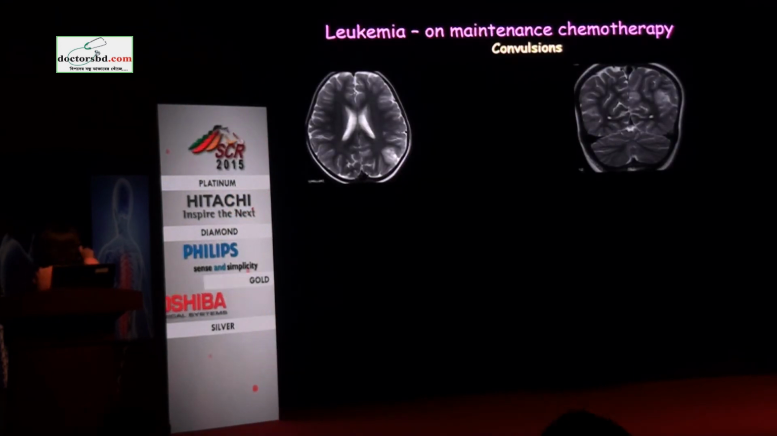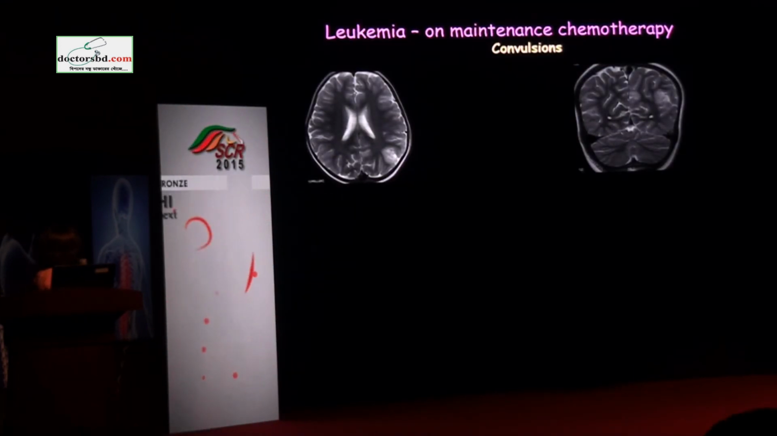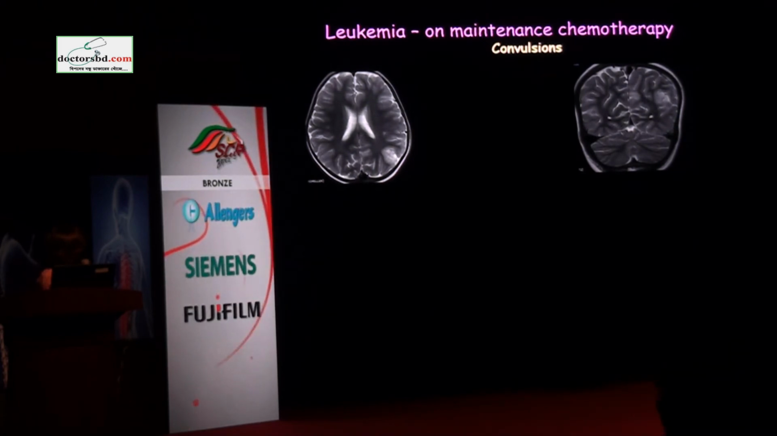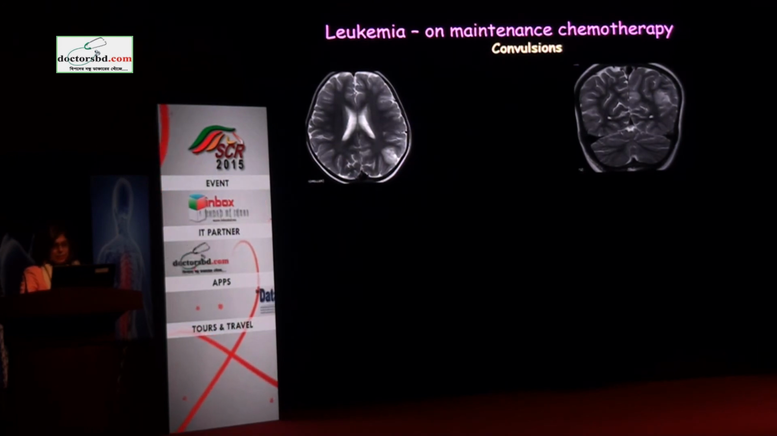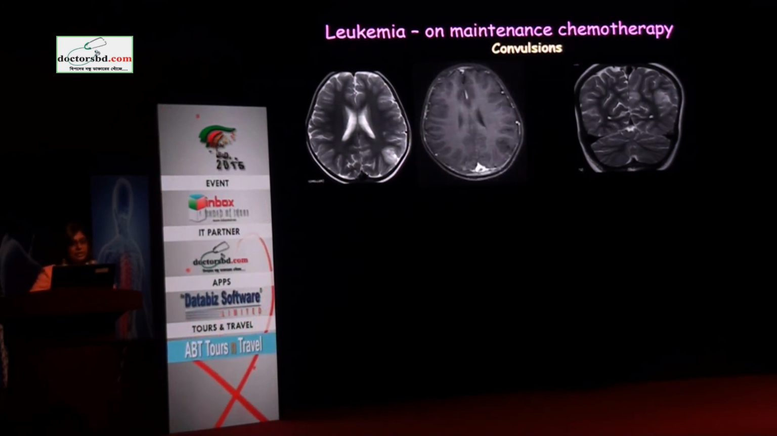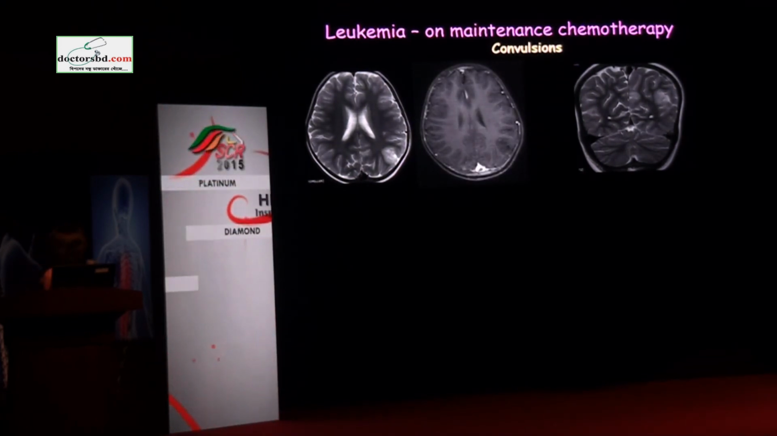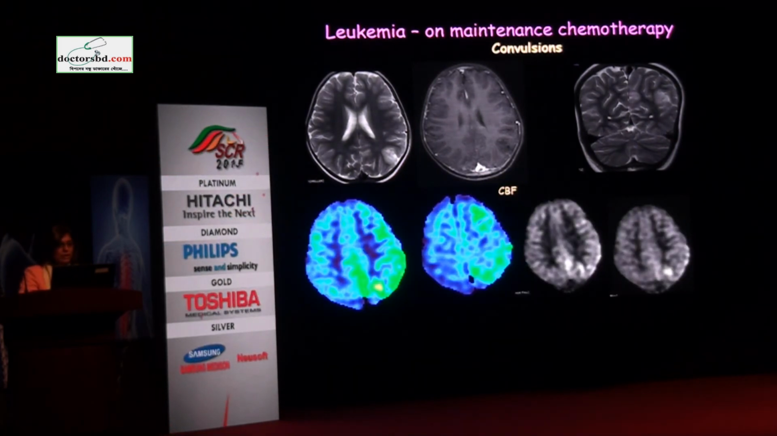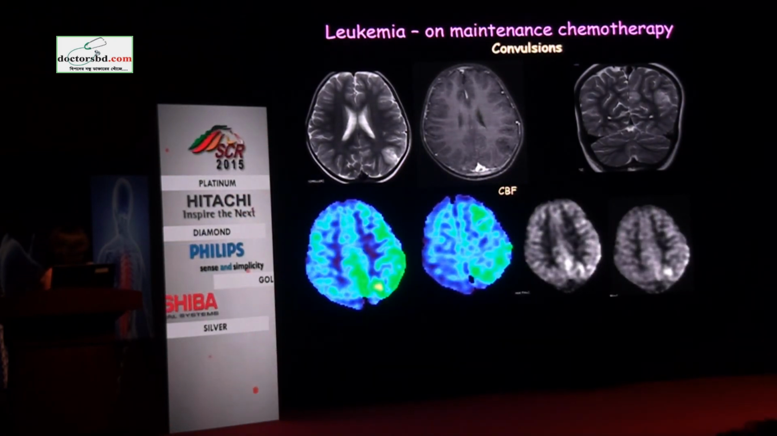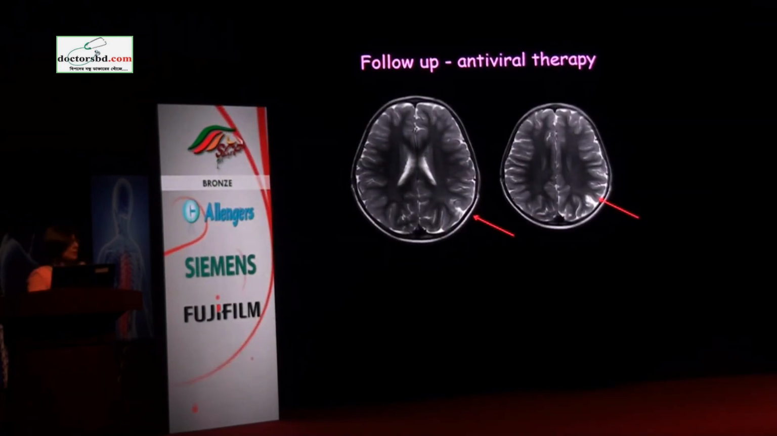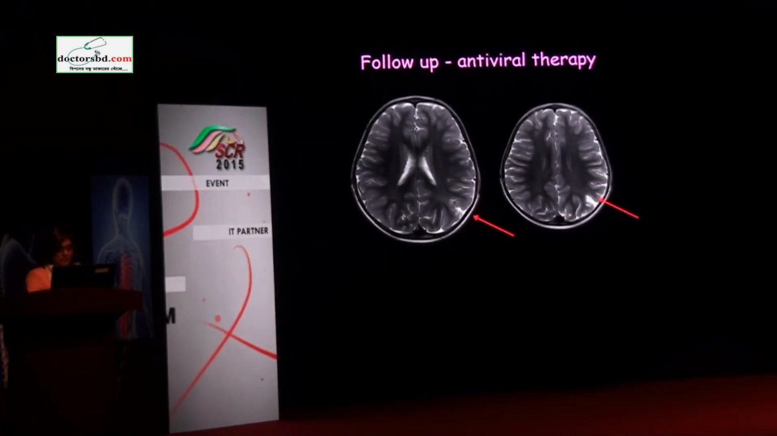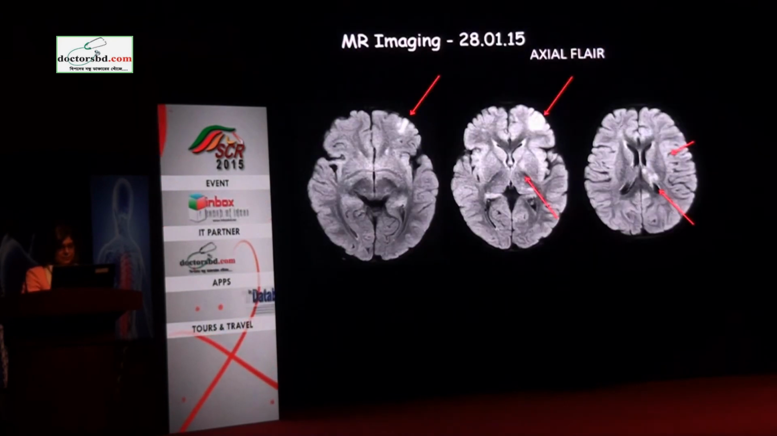So this is a patient, a young child on treatment for leukemia, who came with convulsions, and we have this bright area here. I almost thought that meningeal enhancement would come up because this must be a chloroma with underlying edema, but there was no enhancement, so I was puzzled as to what we were looking at. ASL showed high blood flow, and this we concluded was acute encephalitis. This is follow-up after antiviral therapy.